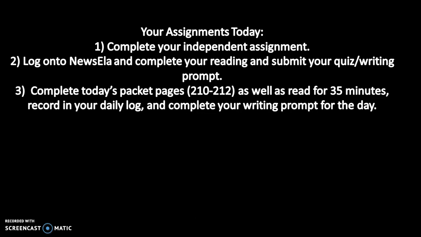Then you need to log on to News ELA and complete your reading for the day and submit your quiz and writing prompt assignments. Lastly, you need to complete today's packet pages, 210 to 212, as well as read for 35 minutes. Record your daily log, and that writing prompt is your independent assignment today. There are quite a few girls that are missing a couple of articles on News ELA, and if you are, you need to make sure that you log on today and complete the work you're missing.